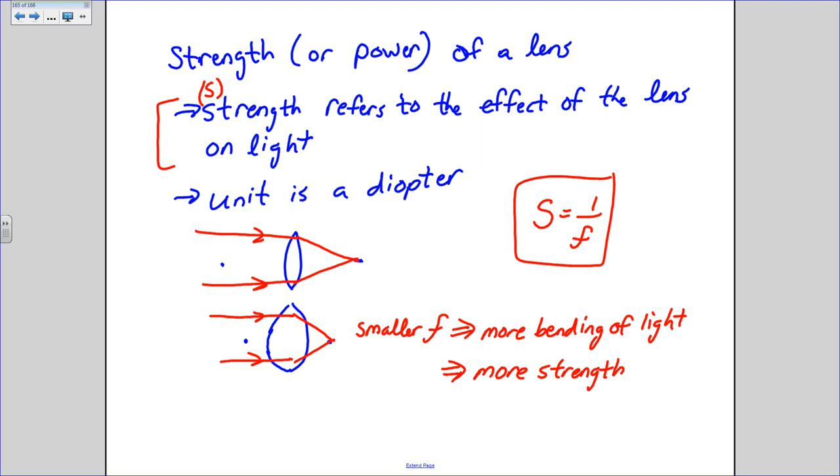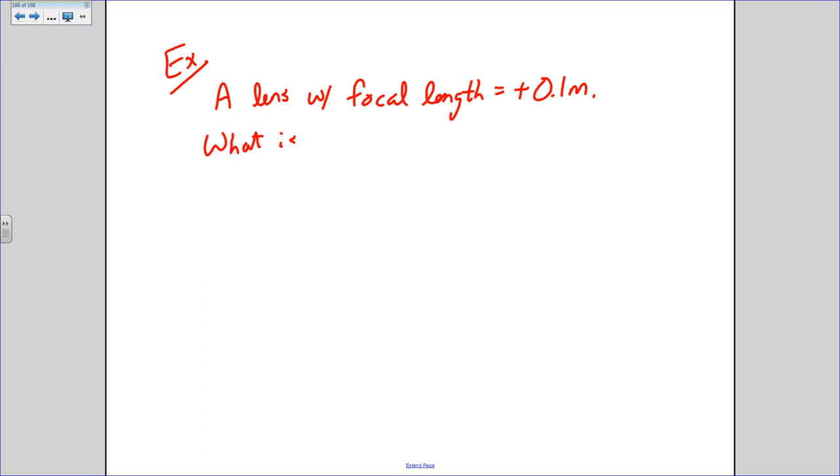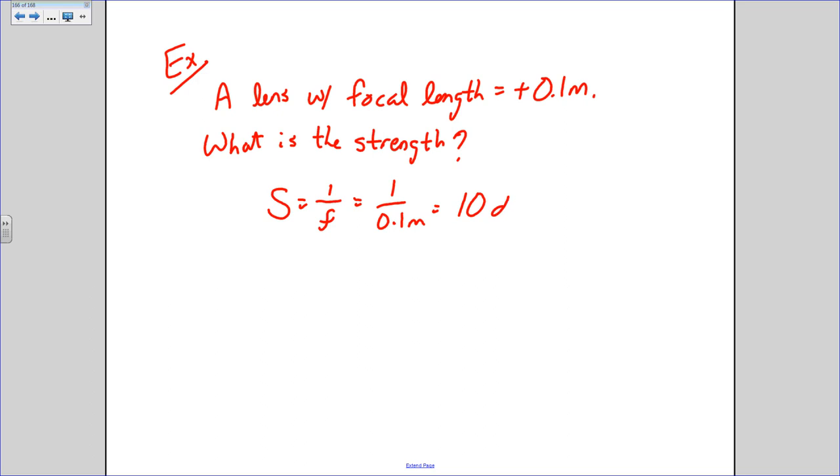All right, so for example, it's pretty simple, but if I have a lens with focal length equal to positive 0.1 meters, then what is the strength? Then I would just say S is equal to 1 over F, which is 1 over 0.1 meters, and that's going to be equal to 10 diopters. It would have a power of 10 diopters, or a strength of 10 diopters.